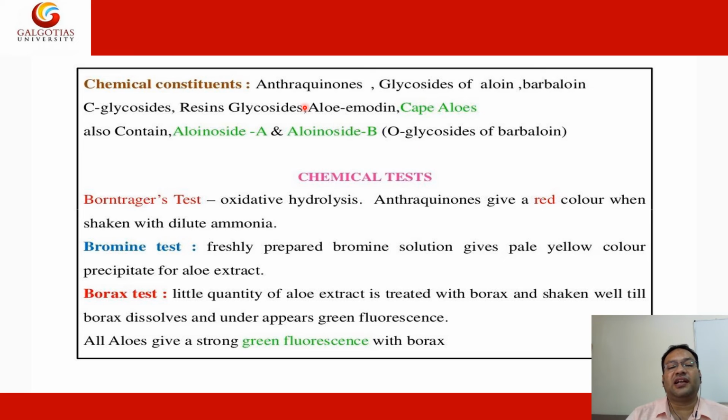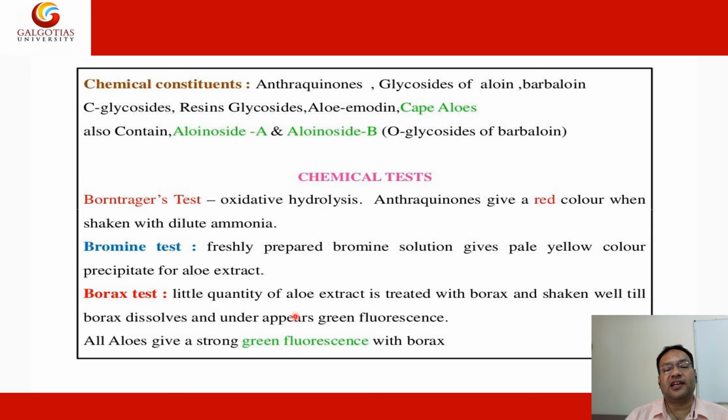Chemical constituents: they contain anthraquinone glycosides of aloin, barbaloin, C-glycoside, resin glycoside, aloe-emodin, and Cape aloe also contains aloinoside A, aloinoside B. Chemical tests: there are different types of chemical tests like Borntrager's test. It is oxidative hydrolysis. Anthraquinone gives red color when shaken with dilute ammonia, and the color is red in the ammonia layer, as I told in the case of Senna. Bromine test: freshly prepared bromine solution gives a pale yellow colored precipitate with aloe extract.